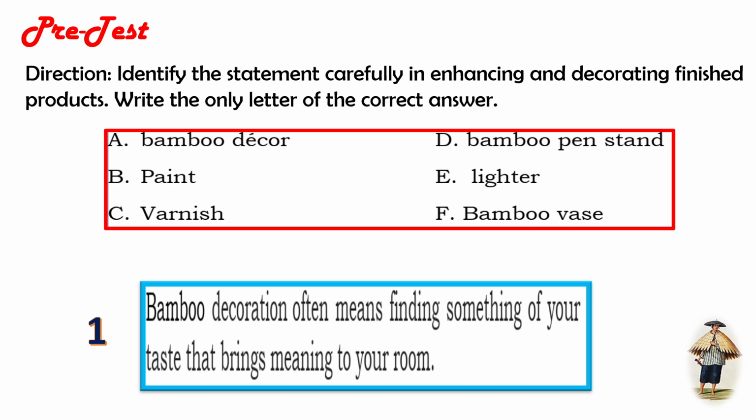So, for number one, bamboo decoration often means finding something of your tastes that brings meaning to your room. So is it bamboo decor, paint, varnish, bamboo pen stand, lighter, or bamboo vase? So the answer is letter A, which is bamboo decor.